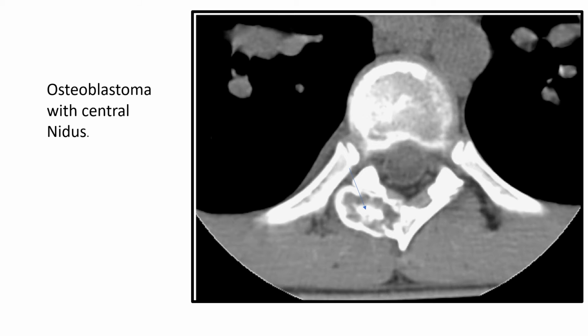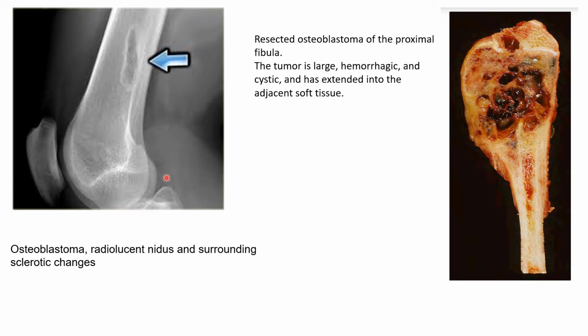This is a radiological image to show osteoblastoma with central nidus. Here the arrow mark shows the central nidus, radiolucent area with the sclerotic surrounding. This is another X-ray of a femur showing osteoblastoma, radiolucent nidus with sclerotic surrounding. This is a resected osteoblastoma of the proximal fibula. The tumor is large, hemorrhagic and cystic, and has extended into surrounding adjacent soft tissue.